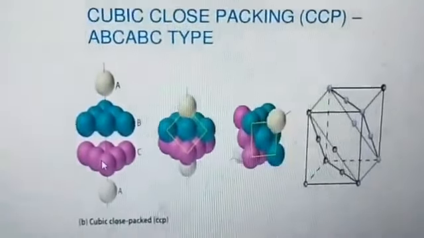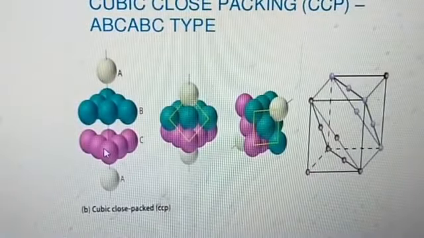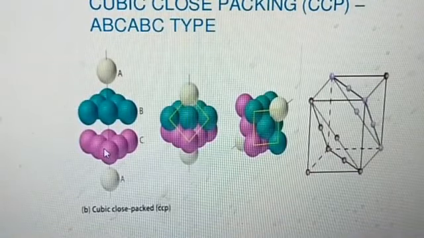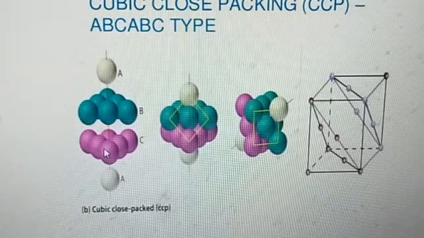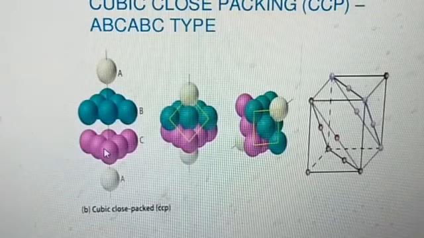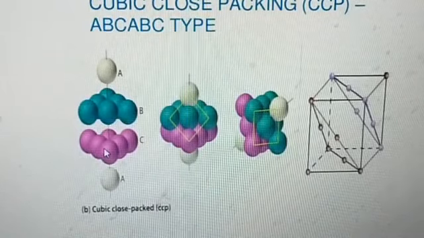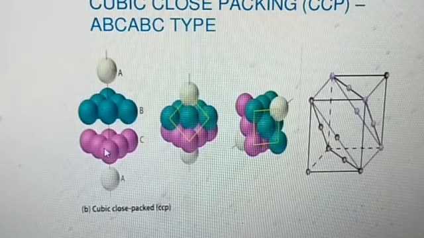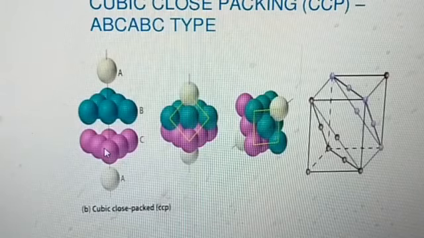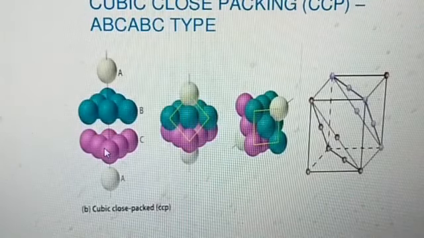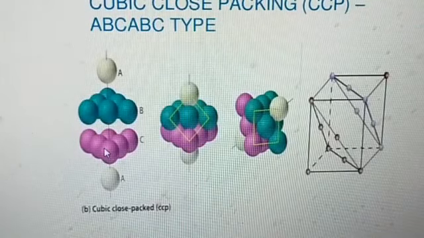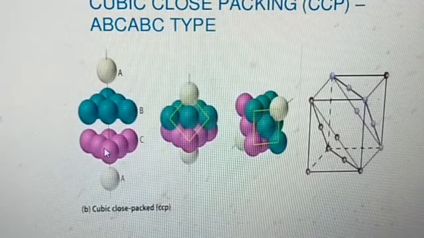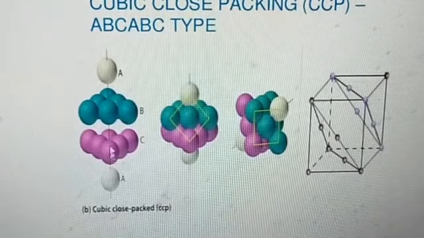Both these types, whether the AB type arrangement or the ABC type arrangement, are highly efficient and 74% of the space in the crystal is filled. So how much space is filled? 74% of space is filled. All the real structures are three-dimensional structures only. Each sphere is in contact with 12 spheres, whether it is the AB arrangement or the ABC arrangement.